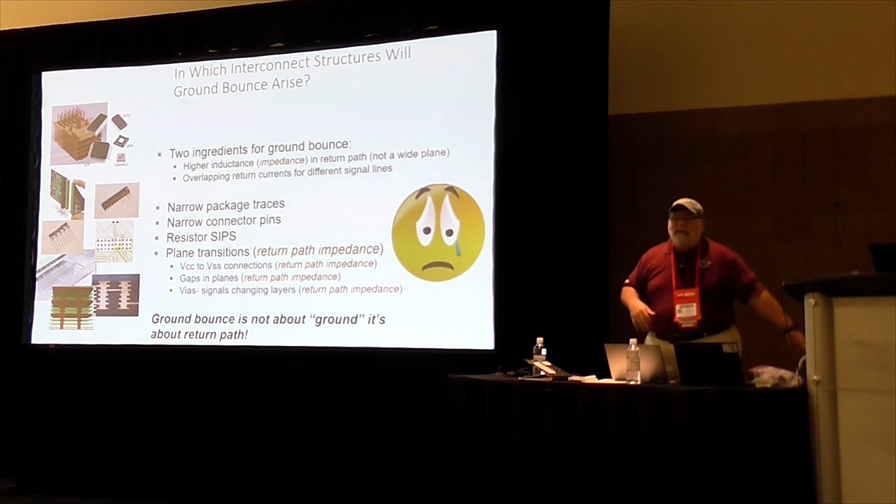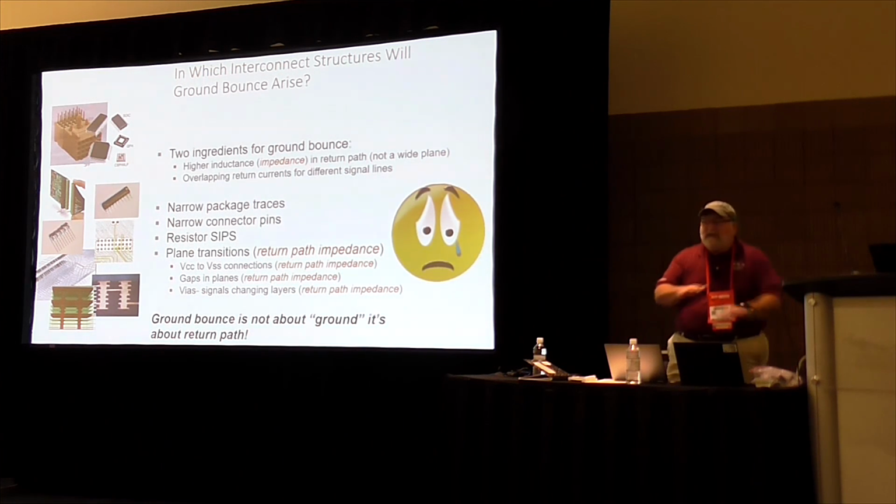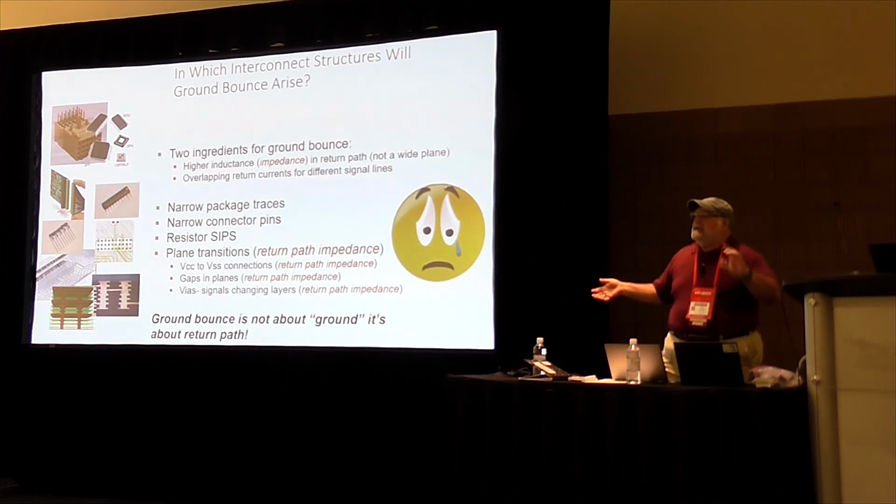Where do you have that environment where you don't have a nice wide return? If you have a nice wide return path, we still have crosstalk, near and far end crosstalk. We know how to fix that problem. If you don't have a nice wide return path and you have the overlapping return currents, that's when you're going to have excessive amount of inductive coupling. And in what environment does that happen? Where are the physical interconnects where we don't have a nice wide plane?